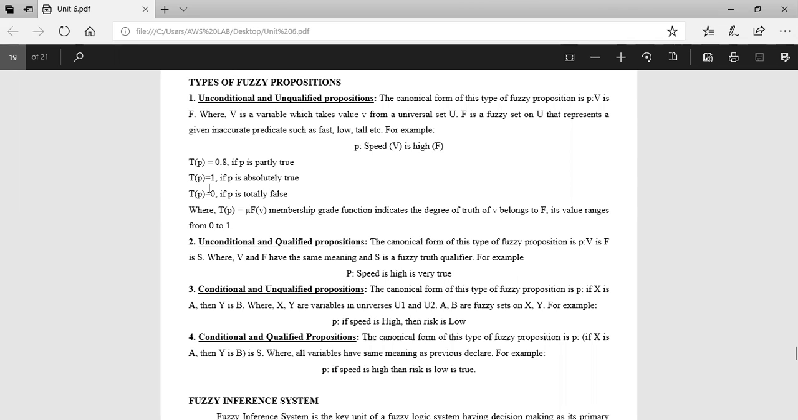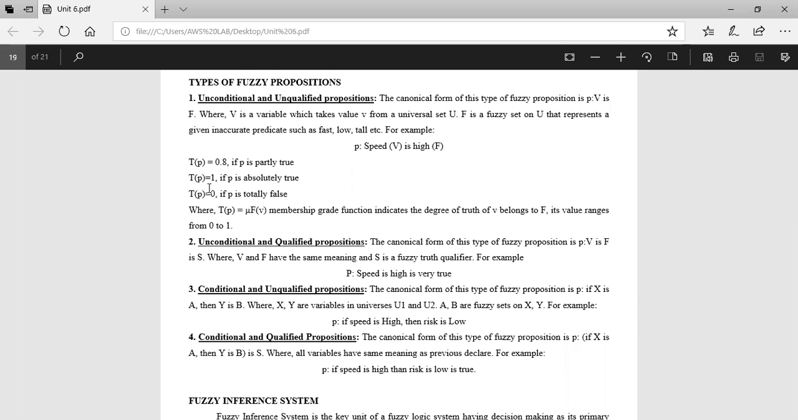So equal to 0.8 unte ganaka it's partly true. Equal to 1 unte absolutely true. 0 unte ganaka totally false. So this will be the considerations in unconditional and unqualified prepositions. Clear? And the second type of fuzzy preposition is unconditional and qualified prepositions.